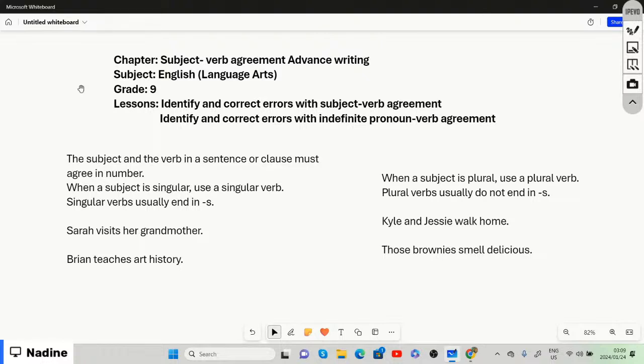And when a subject is singular, then we need to use a singular verb. And singular verbs usually end in S. So a singular verb usually ends in S.